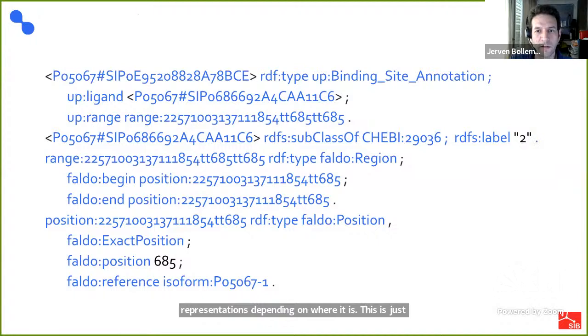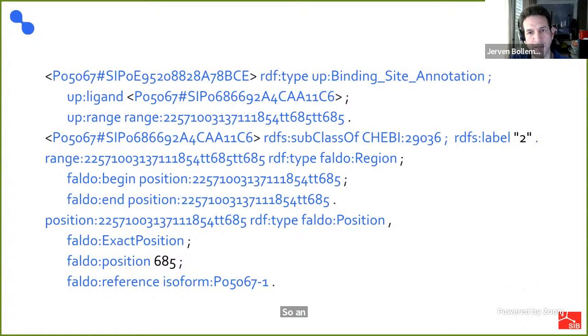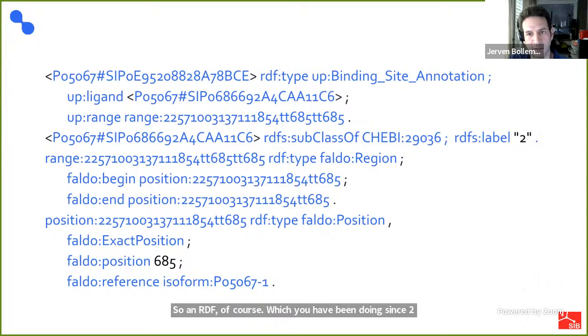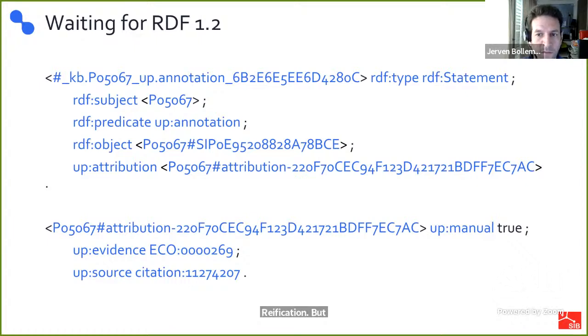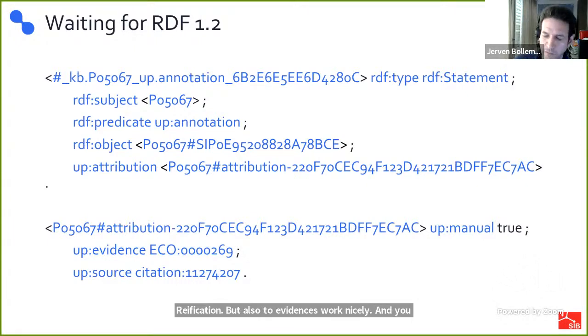So in RDF, of course, which you've been doing since 2004, almost everything is a globally unique identifier, and we use IRIs. We're still waiting for RDF 1.2, and we're really wishing that we can have something better than reification. But also the evidences work nicely, and they are very easy to put in. So we don't have a problem with RDF meeting the FAIR principles because, to be honest, the FAIR principles were designed for RDF. They go hand in hand.